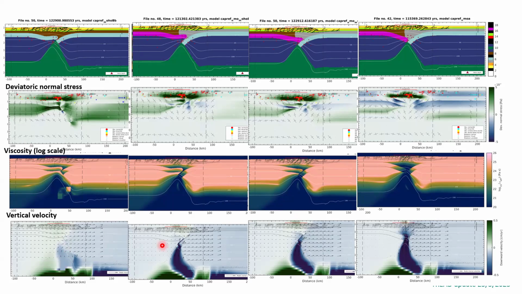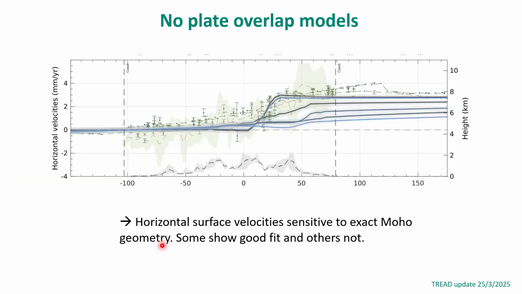So small changes in Moho geometry have a big impact on my model results. Here I'm showing the horizontal surface velocities, where in green there are the observations, and in blue and black the different models. These are from all the different models I just showed. As you can see, some have a quite good fit with the observations, whereas others barely generate surface velocities.